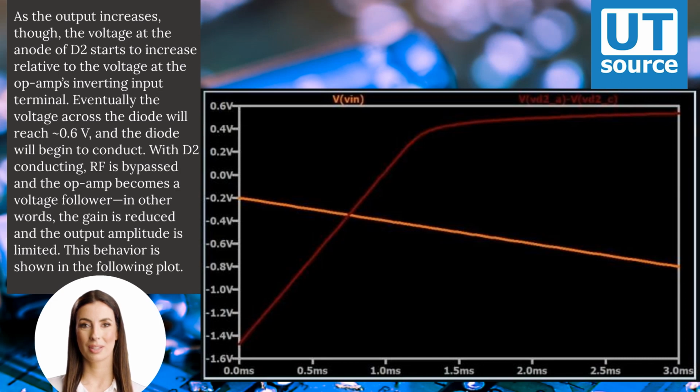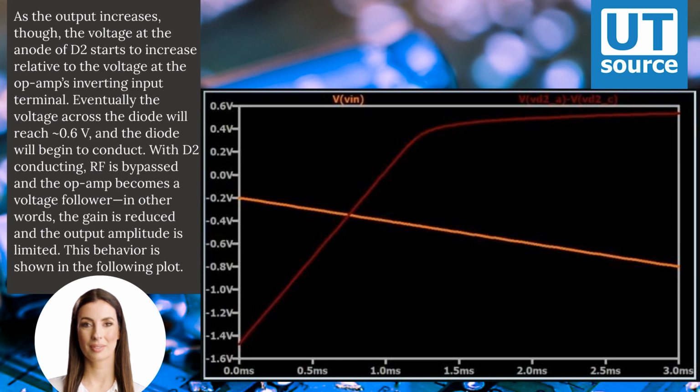As the output increases, though, the voltage at the anode of D2 starts to increase relative to the voltage at the op-amp's inverting input terminal. Eventually the voltage across the diode will reach 0.6 V, and the diode will begin to conduct. With D2 conducting, RF is bypassed and the op-amp becomes a voltage follower. In other words, the gain is reduced and the output amplitude is limited.